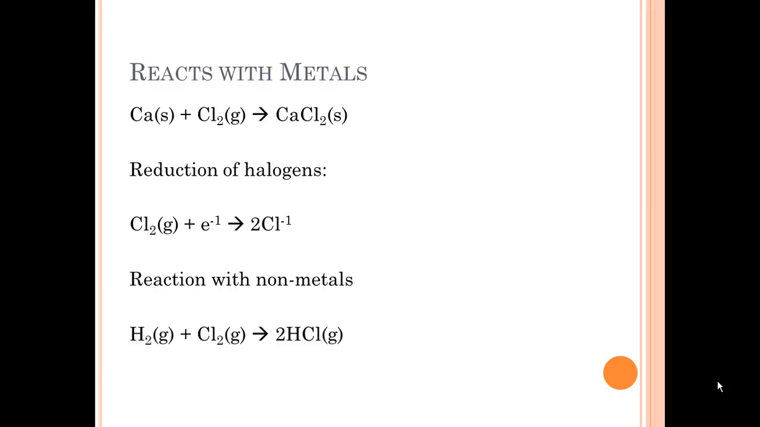Alright, reactions with the halogens. Reactions with metals make an ionic solid. It could be an alkaline earth or alkali metal or even a transition metal. The halogens are reduced, meaning they gain electrons. That makes sense because they only need one electron to be full. And reaction with hydrogen makes an acidic gas, which later on can be made into an acid by bubbling through water.